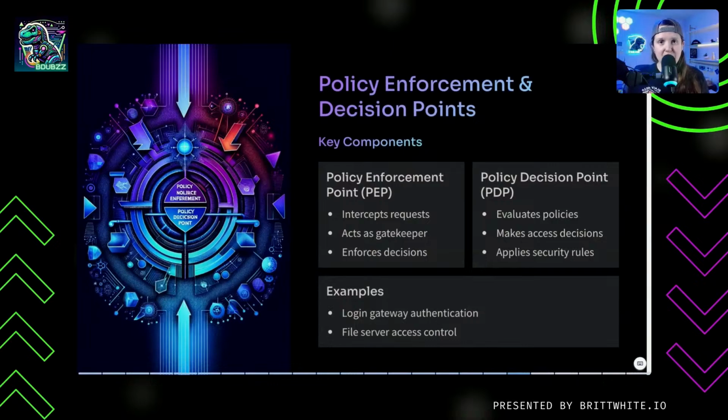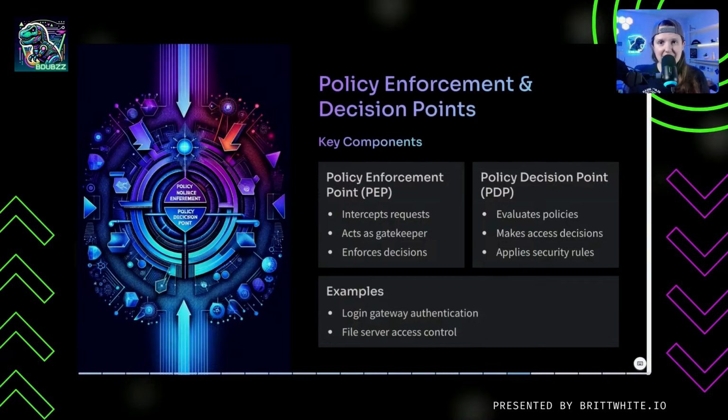Let's think about two practical examples you'll encounter every day. First, when you log into your work applications, think about what happens when you type in your username and password. The gateway, that's our PEP, intercepts your login attempt and asks the identity management system, which is our PDP, "Should I let this person in?" The PDP checks your credentials against company policies and sends back its decision.